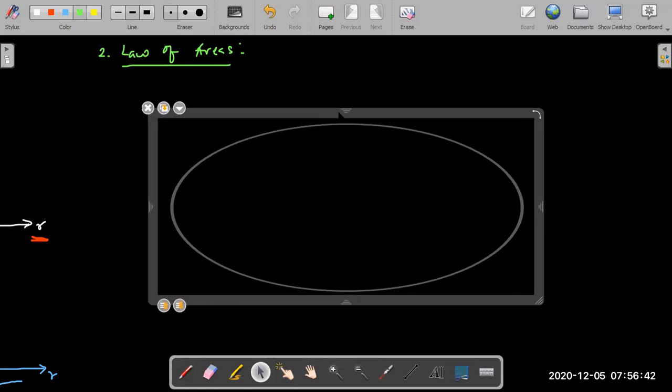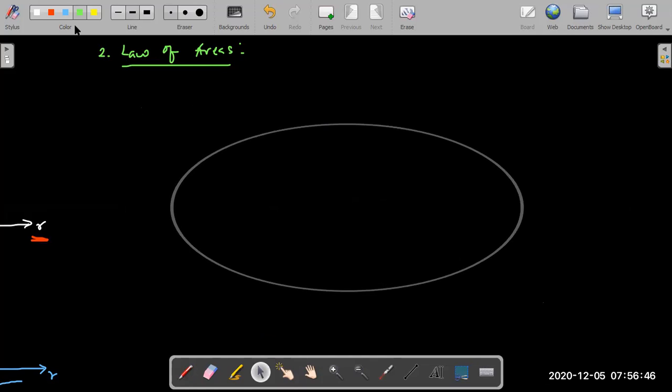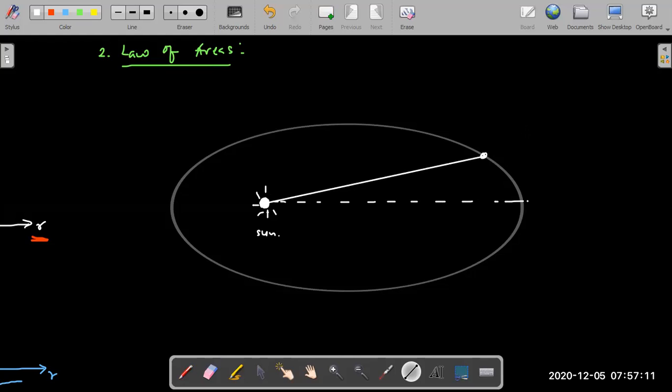Let's say the particle is moving in this elliptical orbit with the sun at one of the foci. Let's say this is the sun. Clear? Now, assume that the planet is somewhere over here. Let's say this was at some random time t. The planet was over here.